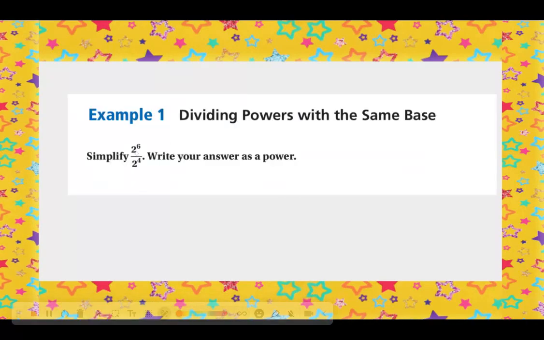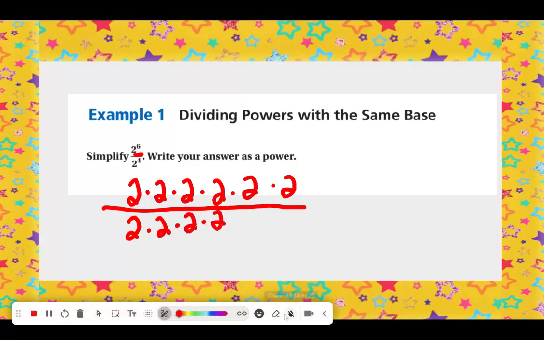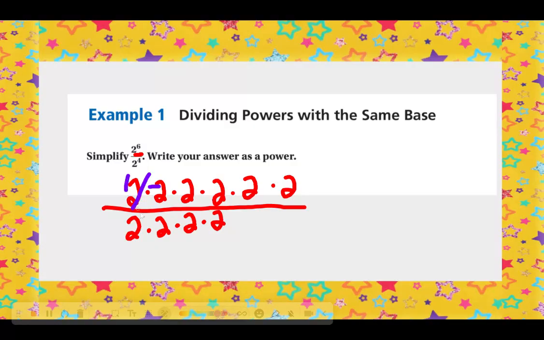Okay, here I have a dividing one. So 2 to the 6th divided by 2 to the 4th. So if we wrote it out, it's 2 times 2 times 2 times 2 times 2, 1, 2, 3, 4, 5, 6 over 2 times 2 times 2 times 2. So visually, this is what it looks like. I'm going to change my color. So 2 divided by 2 is 1, 2 divided by 2 is 1, 2 divided by 2 is 1, 2 divided by 2 is 1. So we're left with 2 to the second power. And 6 minus 4 is 2.